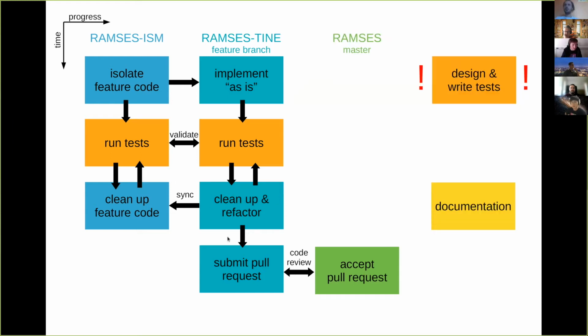Once we are happy with our version, we submit a pull request to Ramses. This is then reviewed by several people, and this is an important step because you want to make sure the code is cleaned up properly, and that no mistakes have been made, for example something removed that should not have been removed. Once this is passed, the pull request is accepted, and we synchronize the changes back to Ramses ISM.